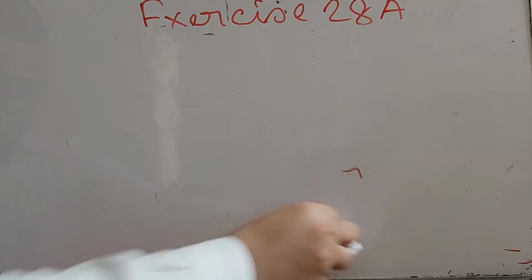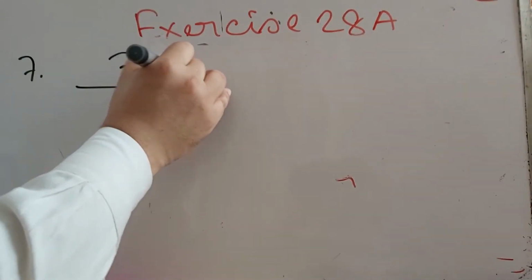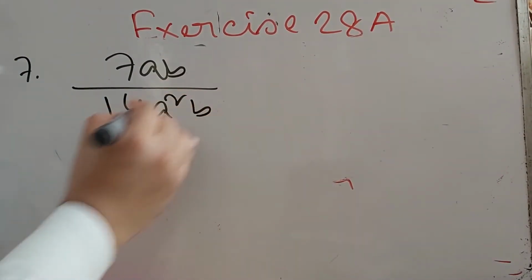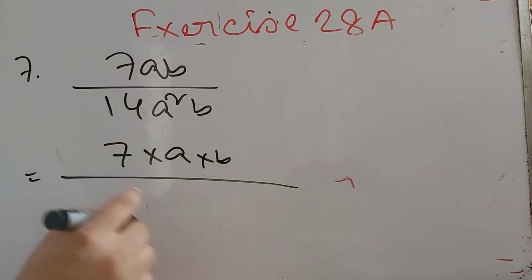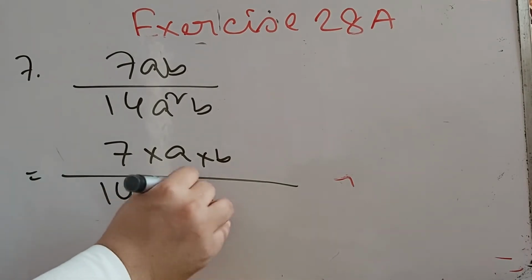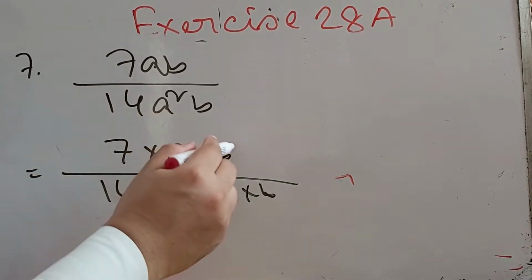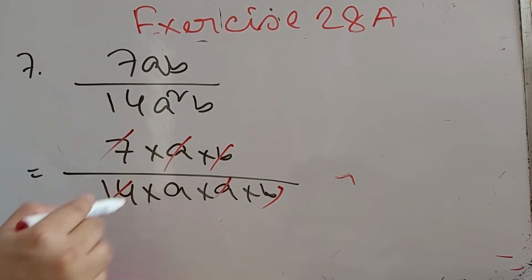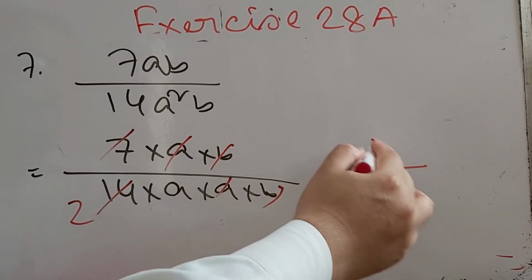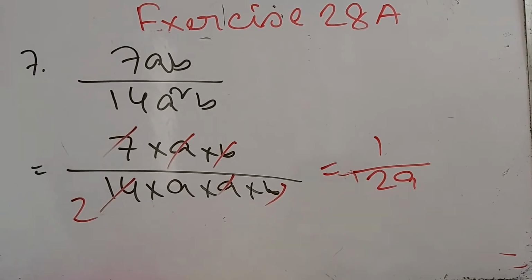Now number 7. Number 7 says 7ab divided by 14a squared b. So 7ab is 7 times a times b, and 14a squared b is 14 into a into a into b. So now you can divide b by b, a by a, and 14 by 7, that is 2. So here at numerator that is only 1 and denominator that is 2a. So 1 by 2a would be our answer of number 7.